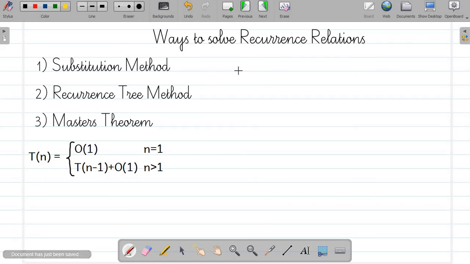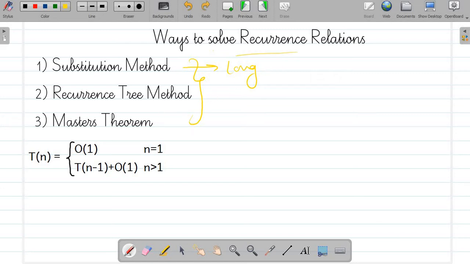So in today's video we are going to see how we solve recurrence relations. Now in the previous video we saw how to write the recurrence relations. So in this video we are going to solve it using three methods. Now the first is the substitution method. It is a little bit of a long method, but it gives you several pieces of information about the recurrence relation.